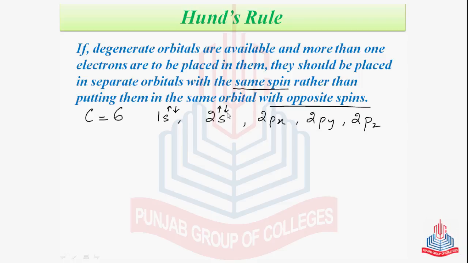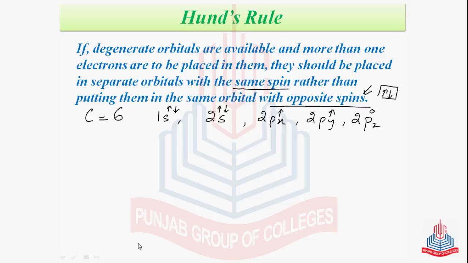Now according to Hund's rule, इन 2 इलेक्ट्रॉन को एक ही ऑर्बिटल में ऑपोजिट स्पिन में रखने की बजाय means like this, it is better to place them in separate orbitals with the same spin like this. 2pz remains empty. This is an example of the application of Hund's rule.